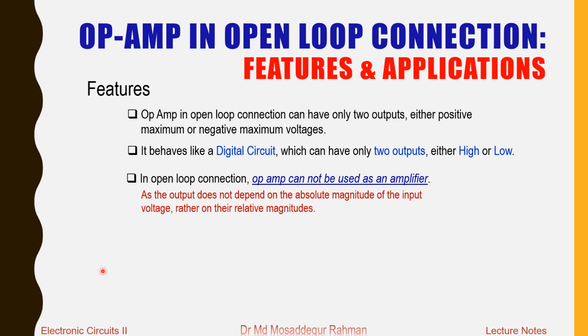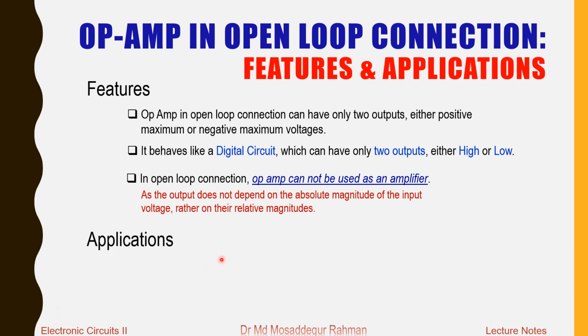So the op-amp in open loop connection we cannot use as an amplifier, but we have some other applications. As we have mentioned, we can use this as a switch. When the output is high, we can use that to turn on something. When it goes low, you can use that to turn off something.